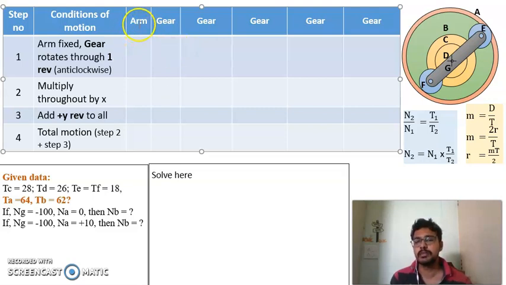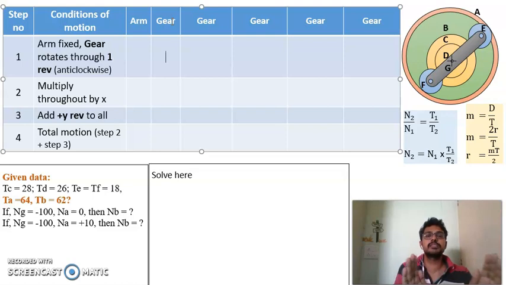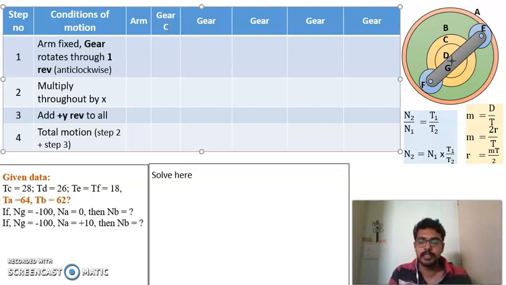So the first column will always be reserved for the arm. For the second column, we have a choice of which gear has to be selected, and there is no restriction on which gear to select. You can choose any gear of your own choice. Let us select compound gear CD. Once again, C and D, though they are separate gears, since it is a compound gear, and therefore the velocity is the same, we are going to treat it as a single element. So I will reserve this column for compound gear CD.